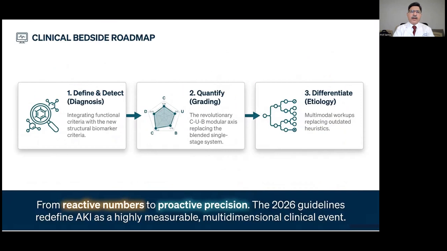Now, the paradigm in AKI: diagnosis, 3-axis staging, modern differential diagnosis, clinical implementation blueprint. One: define, detect, and diagnose; quantify the grading; differentiate the etiology, integrating the functional criteria with new structural biomarkers. Quantify the grading: U, C, UB, C0 to C3, U0 to U3, B1, and differentiate with multimodal workups, replacing the outdated method of classifying as pre-renal, post-renal, like that. From reactive numbers to proactive precision. 2026 guidelines redefine AKI as a highly measurable, multidimensional clinical event.